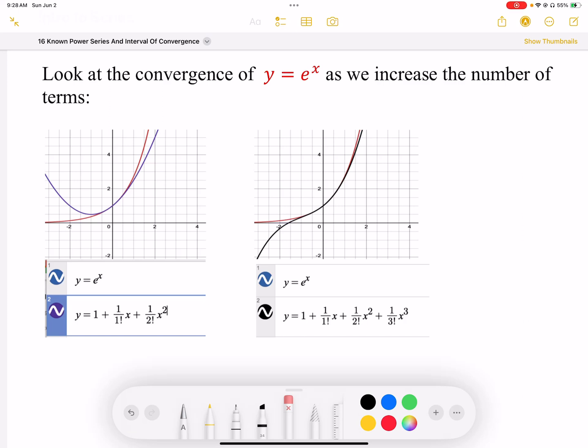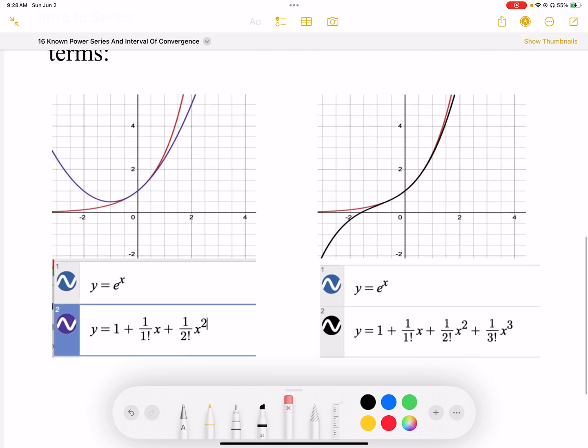The idea behind these infinite polynomial power series is that we can add terms as we go, and we can add them infinitely to make them better and better. Here I've drawn our red graph, which is the exponential function. And in purple, we have this quadratic polynomial expansion of the series for e to the x.